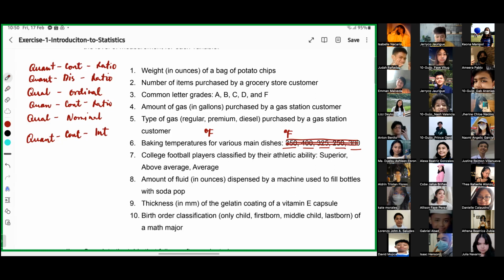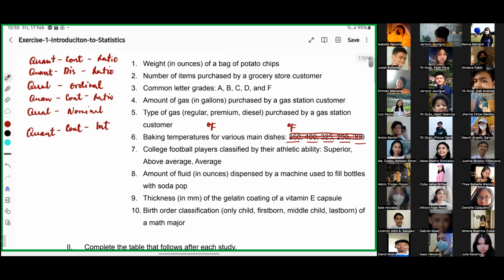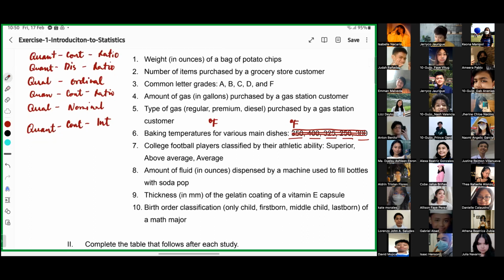Julia, sino nga ulit? Si Kate Morales po. Kate daw. Hello po, rinig po ba ako? Yes. Number 7 po, no? Yeah. College football players classified by their athletic ability: superior, above average. Wait lang. Sige. Qualitative, quantitative. Qualitative po. Alright. And ordinal po. Alright. Nice.